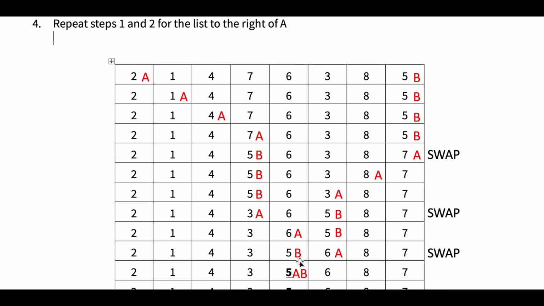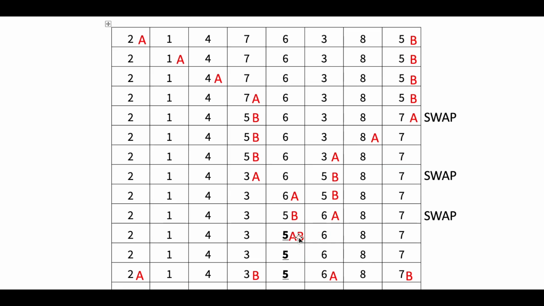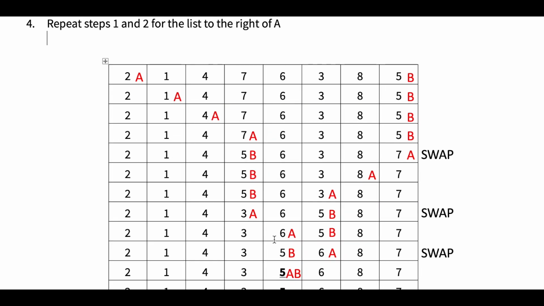Now this is where we come across a situation where both of our pointers are pointing to the same index position. This tells us that the 5 is in its correct sorted position within the array. This is known as a pivot. So now we're going to repeat the exact process that we did with the whole array with the two sublists. So we have a sublist 2, 1, 4, 3 and another sublist 6, 8, 7.